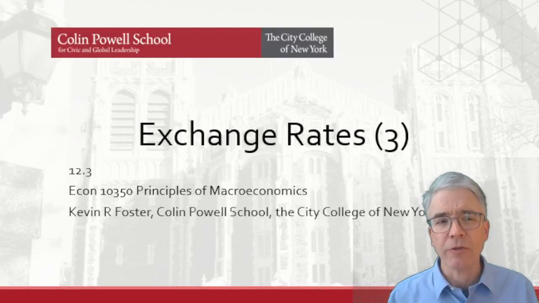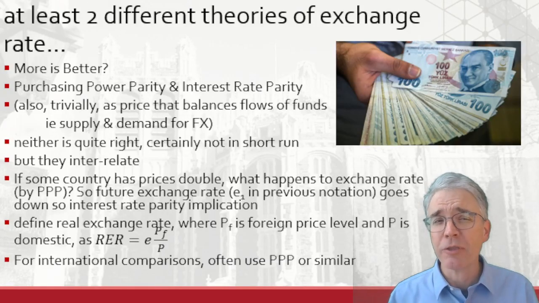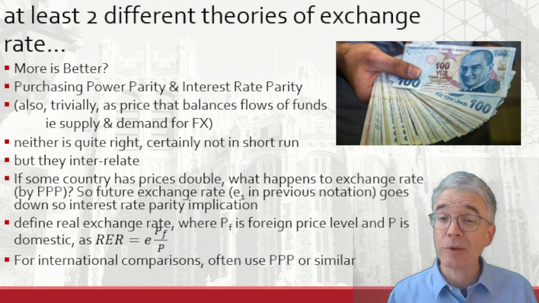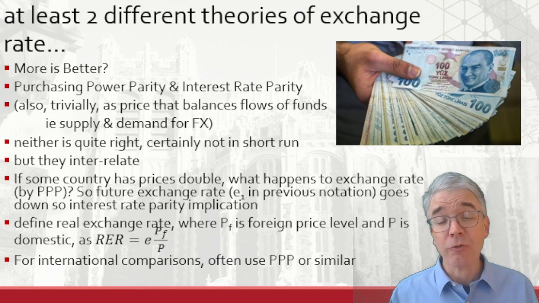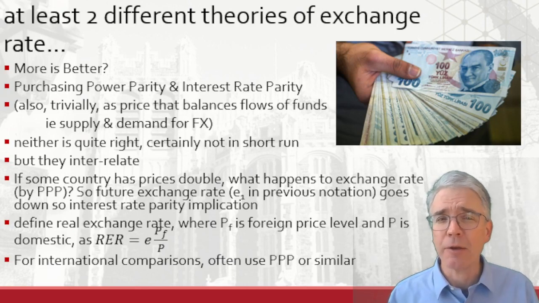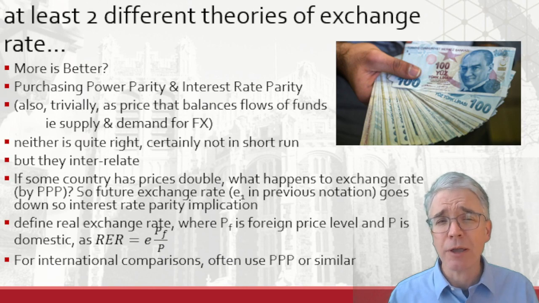We'll finish talking about exchange rates. We talked about having at least two different theories of exchange rates, so more is better? Exchange rate could depend on purchasing power parity or interest rate parity. Also, the trivial notion that the exchange rate at any moment depends on supply and demand for the currency. But between purchasing power parity and interest rate parity, which is right?